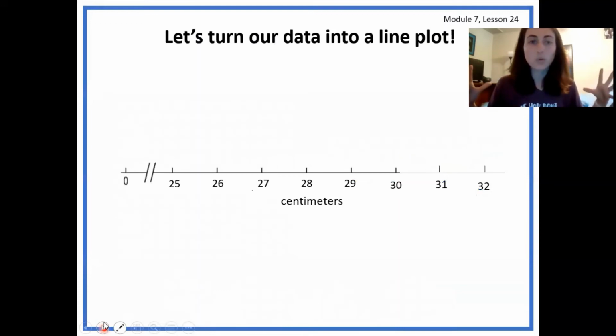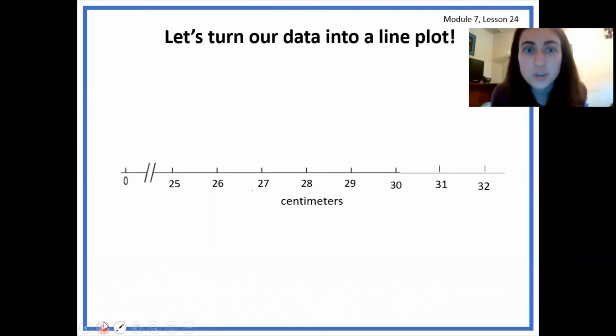I drew a long one, but guess what? It would be way too hard for me to go from 0 all the way to 25 and then all the way to 32. So look at what I did. I drew 2 little slash marks to show that I'm skipping in the number line a little bit. So it was 0, and now I'm skipping to 25, okay? Because that'll be way too long of a number line to draw. So I'm going from 25 to 32 because I only had information that went up to 32 centimeters.